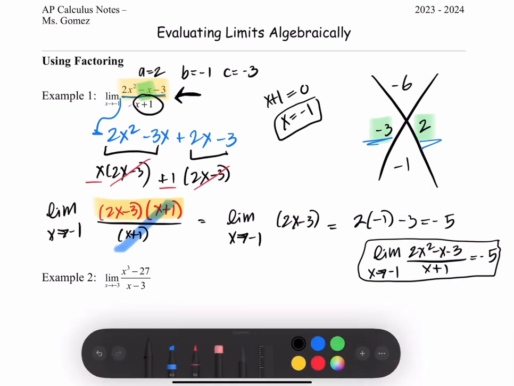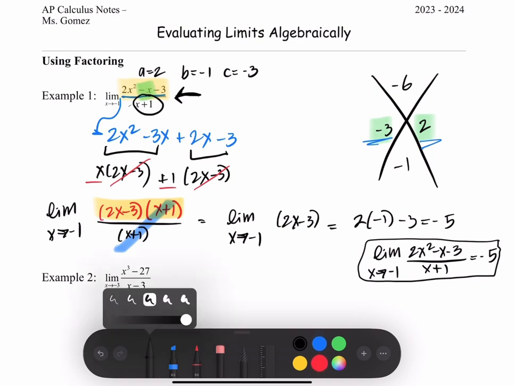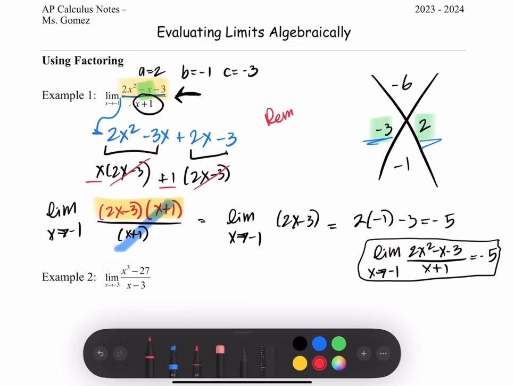And so I'm going to say that I have a removable discontinuity. And we said the value was x equals -1, and the y value would be whatever your limit value is. So in this case, I have -5. So I know that there's a hole specifically happening at -1, -5.